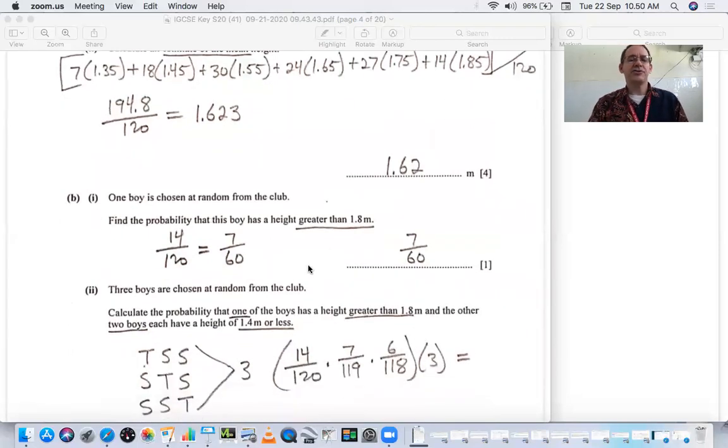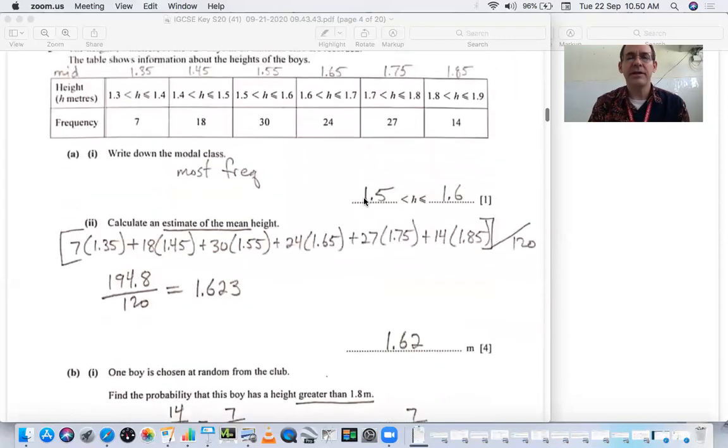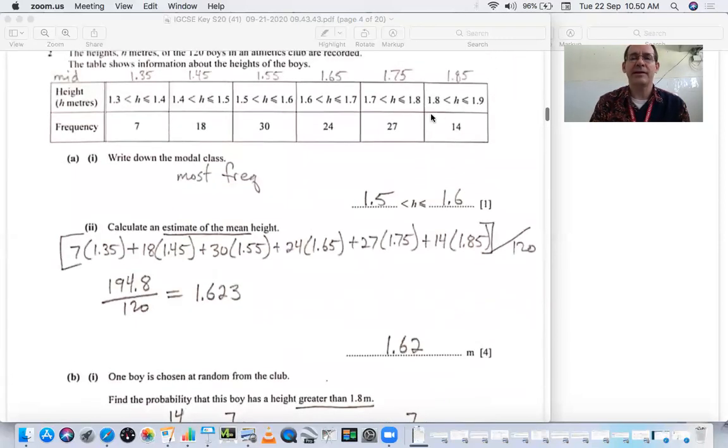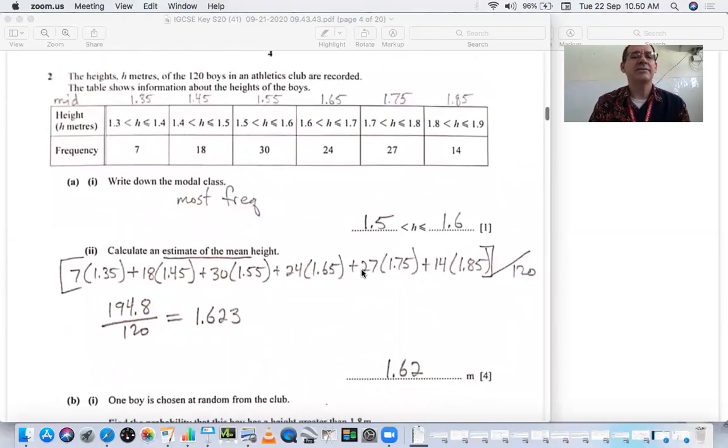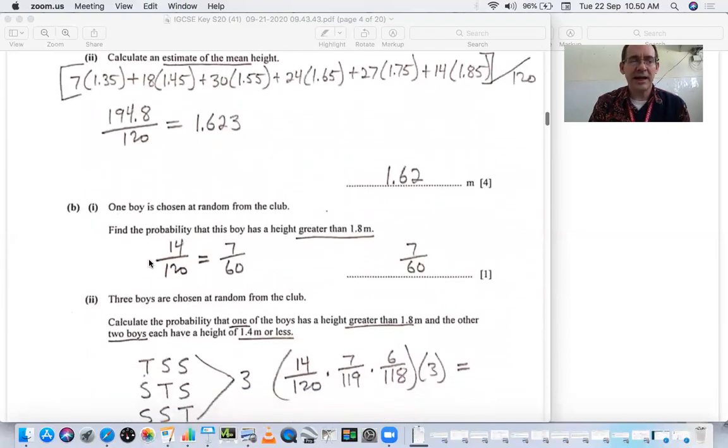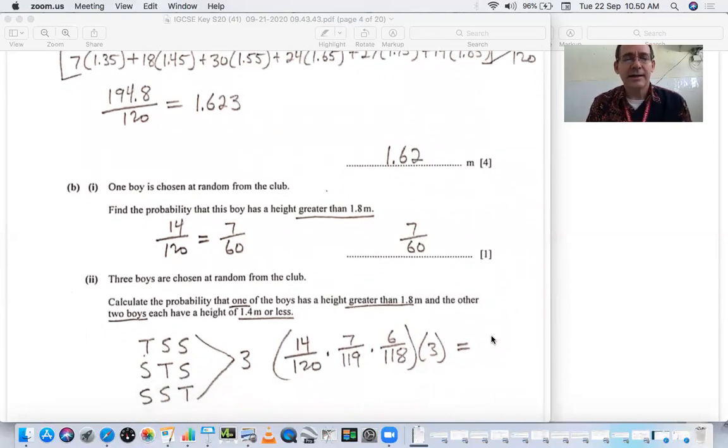B, one boy is chosen at random from the club. Find the probability that this boy has a height greater than 1.8 meters. Well, here's 1.8 right here. So if you're greater than that, that means you would be in this last grouping. There are 14 boys in this last grouping. So 14 out of the 120 total gives us 7 out of 60 probability for that particular requirement.